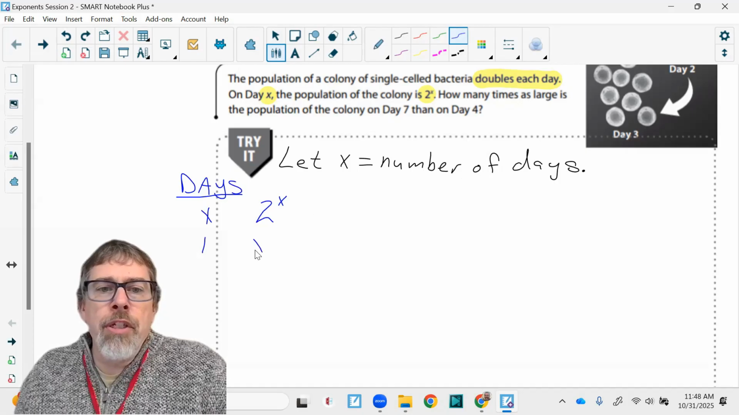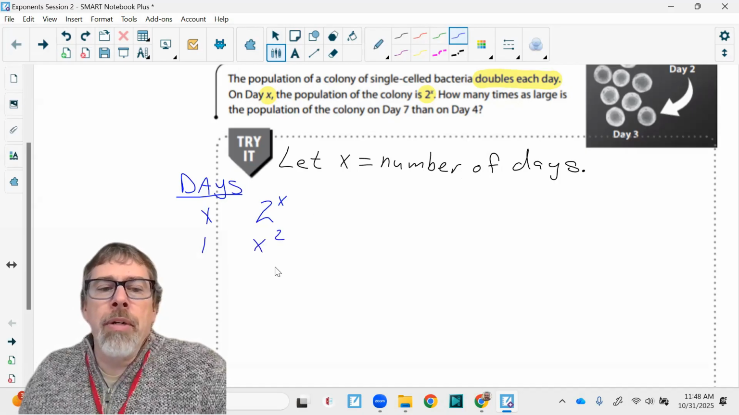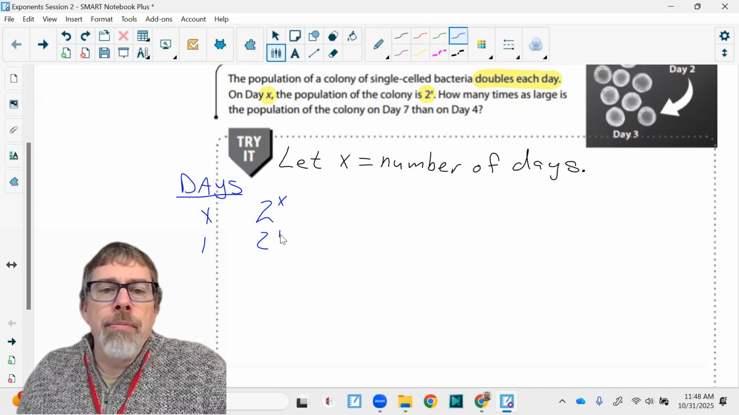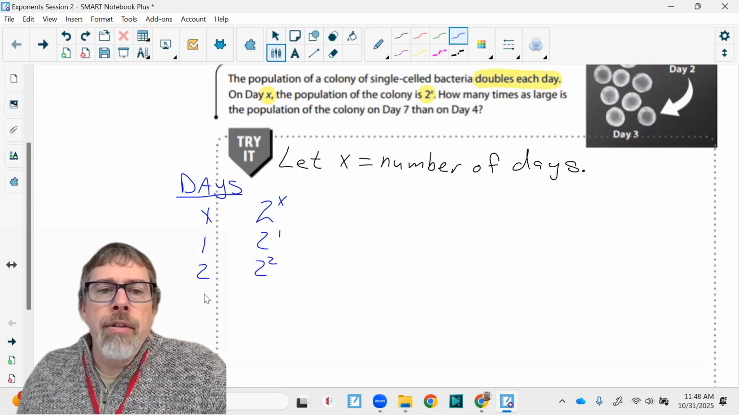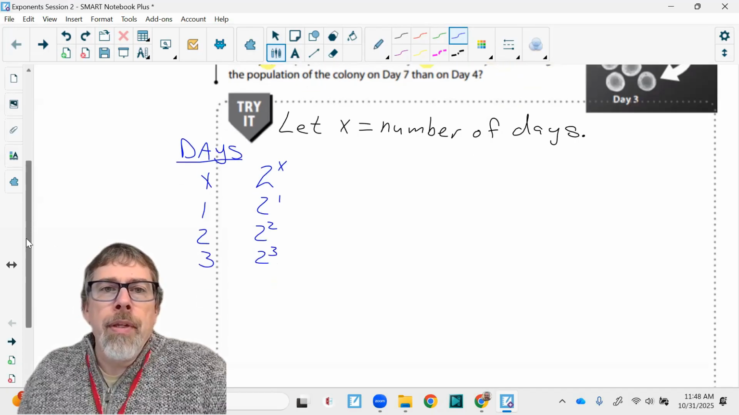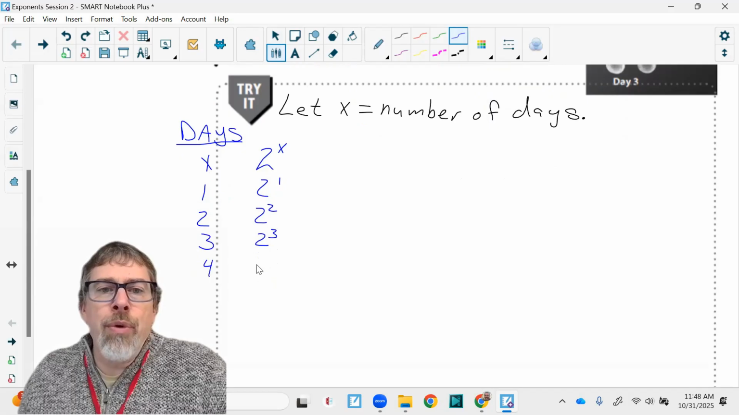On day 1, this is going to be 2 to the first power. Okay, day 1, the base stays 2, and the exponent is 1. On day 2, we have 2 squared. On day 3, we have 2 to the third power, and so on and so on. On day 4, we have 2 to the fourth power. Day 5, that will be 2 to the fifth power. And day 6, 2 to the sixth power. And finally, day 7 will be 2 to the seventh power.